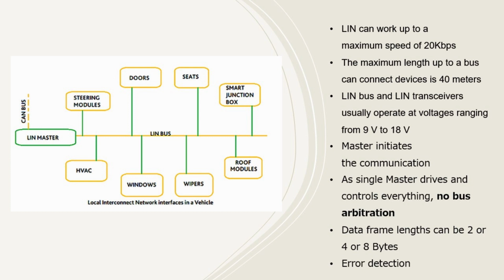As there is only one master, the master only initiates the communication, and there is no need for bus arbitration like I2C. LIN also has an error correction mechanism. Slaves can respond to master in lengths of 2 bytes or 4 bytes or 8 bytes.